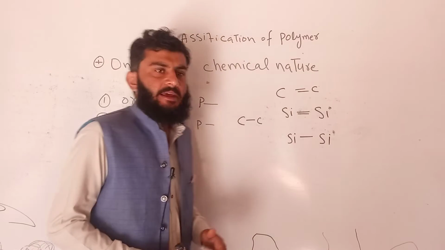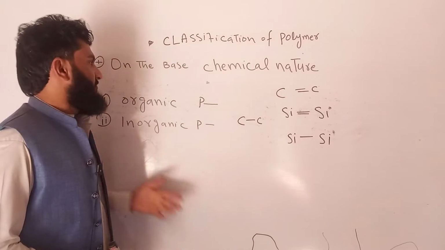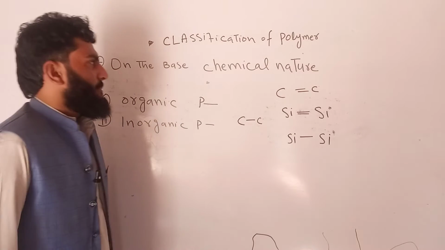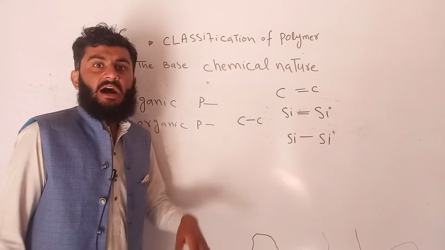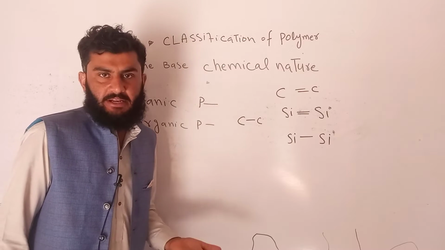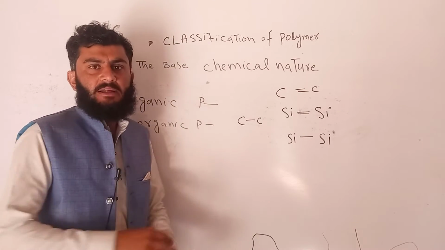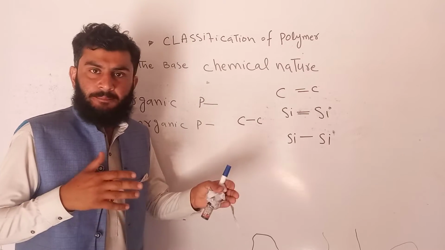We are going to classify polymers on the basis of what? On the basis of chemical nature. So you know that a polymer may be organic and a polymer may be inorganic. Clear? It mainly depends upon the backbone of the polymer.